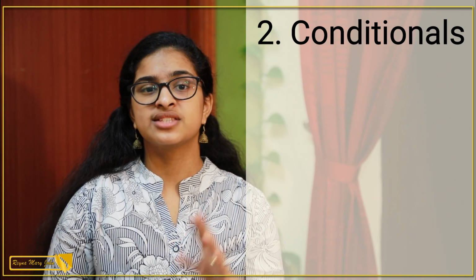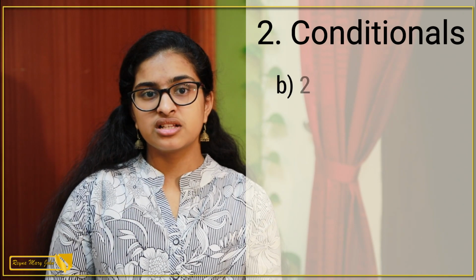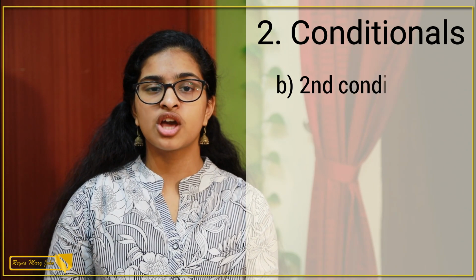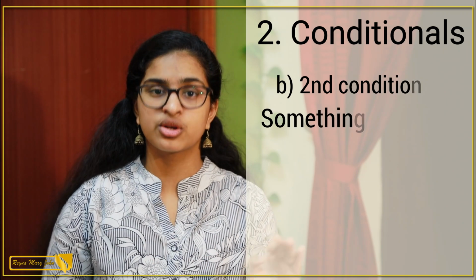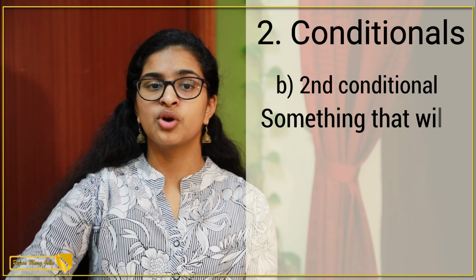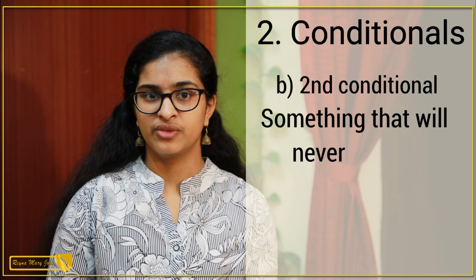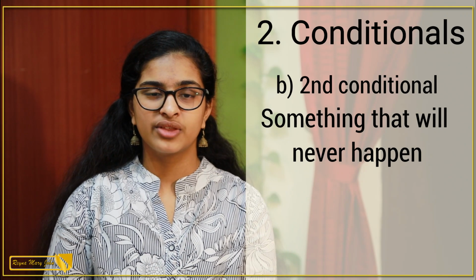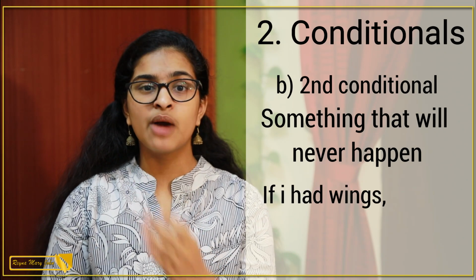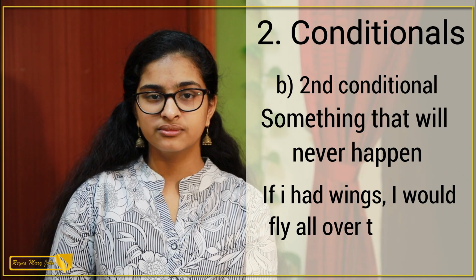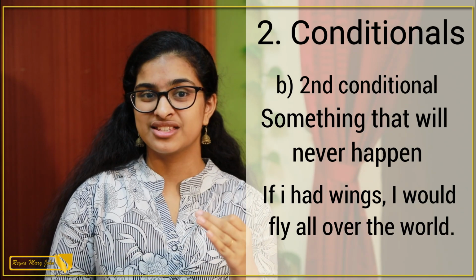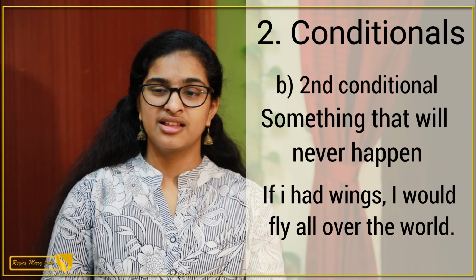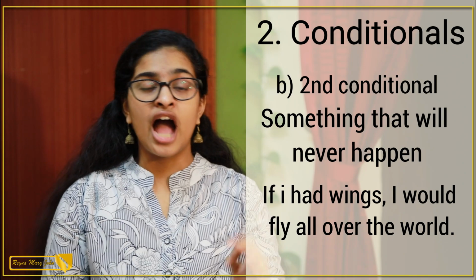Now, let's talk about the second conditional. The second conditional is also known as a hypothetical or imaginary conditional. This is because we are talking about situations that are never going to happen. These situations are purely a figment of your imagination. They are near impossible. So, a very, very stupid example. If I had wings, I would fly all over the world. If I had wings, if there was a situation where I magically sprouted a pair of wings, then I stated the result. I would fly.